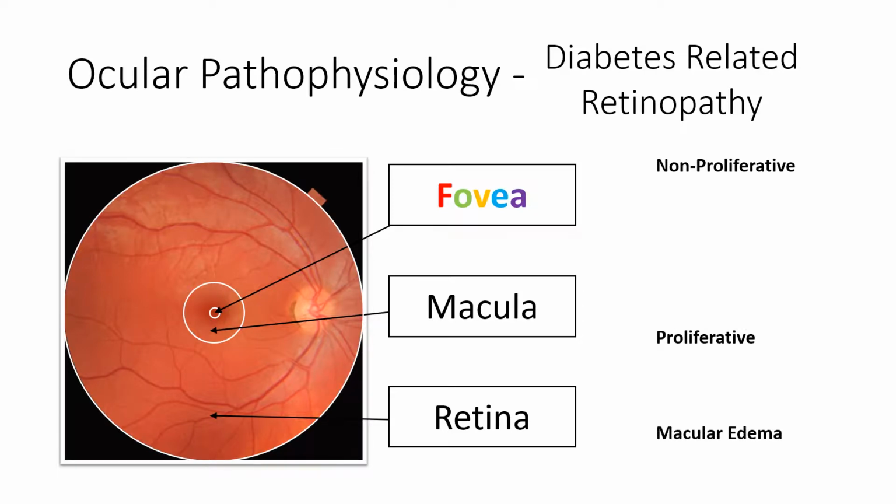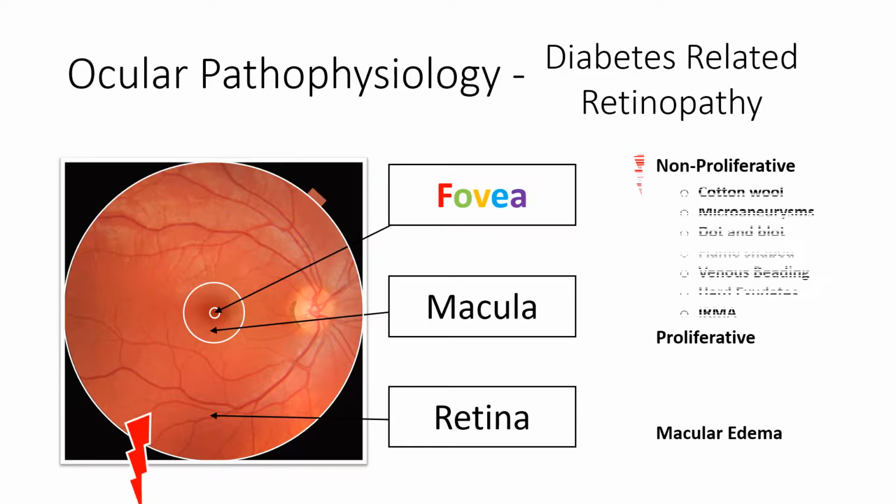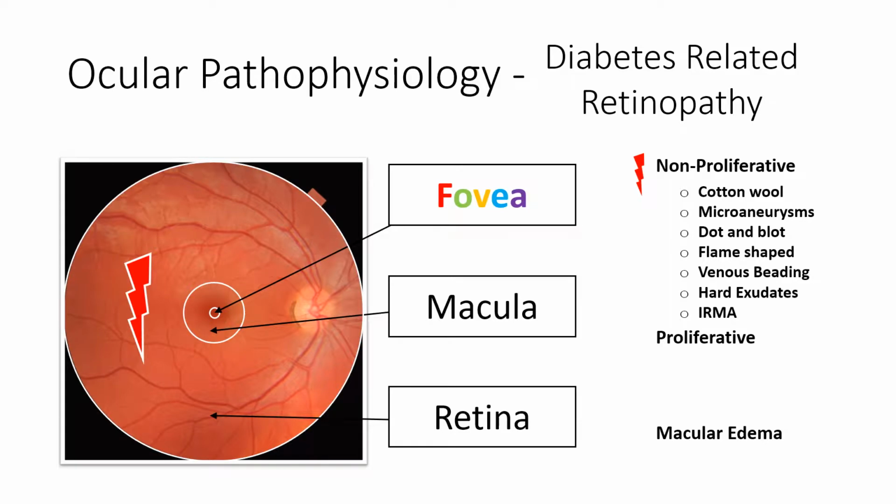The retinal capillaries begin to bulge and hemorrhage small amounts of blood. This condition is referred to as nonproliferative retinopathy. The various clinical signs of nonproliferative retinopathy include cotton wool, microaneurysms, dot, blot, and flame-shaped hemorrhages, venous beading, hard exudates, and edema, a precursor to proliferative retinopathy.